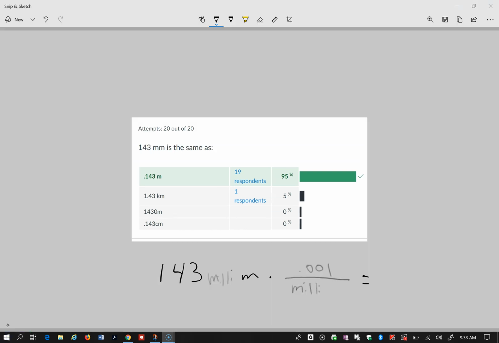If we do the conversion of millis into meters, we can just write out milli as what it is, milli. And we can multiply anything by 1, so we're going to multiply milli by what its meaning is, 1/1000th. So 1/1000th over milli equals 1, so we can multiply 143 millimeters by 1, and that's going to equal 143 thousandths of a meter. So that's how you do the conversion for that.